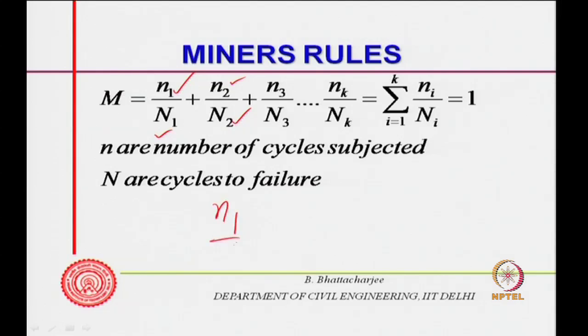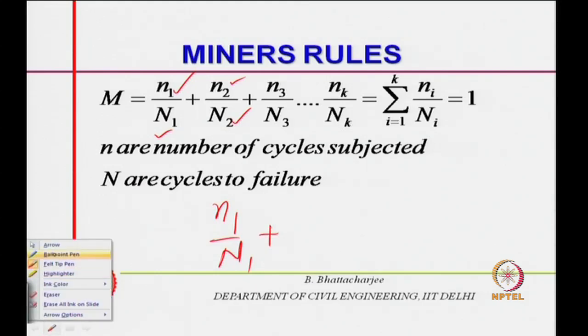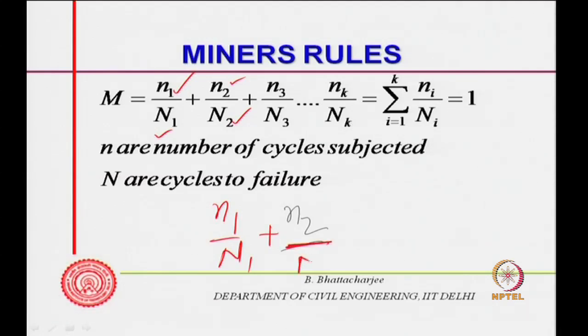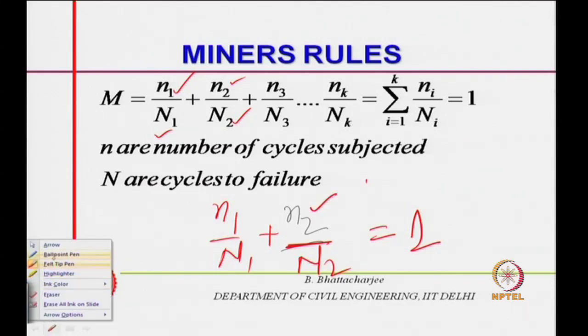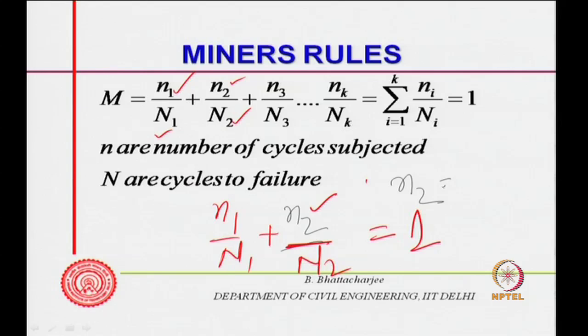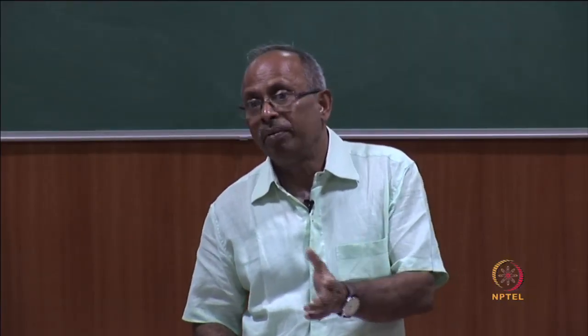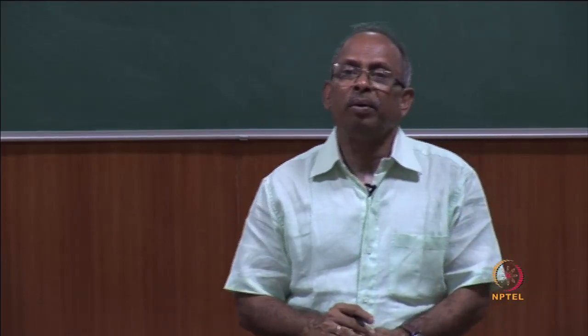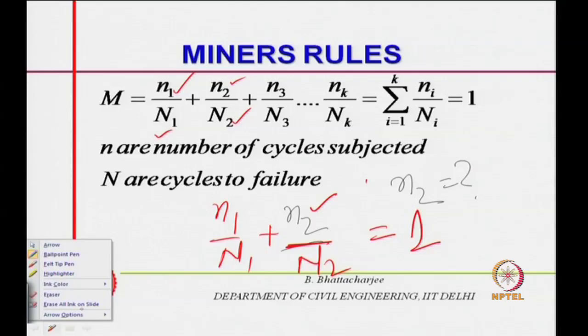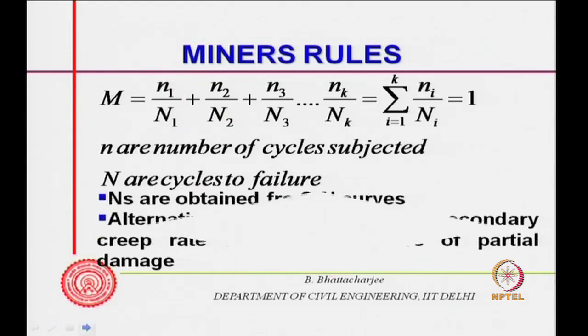What I know is n1 by N1, and plus n2, which is my unknown, divided by N2, and this must equal 1 for failure. So n2 is unknown, and that I should find out. So I can find out the number of cycles that it can withstand in future. The residual number of cycles, or residual life, or residual damage that is possible under fatigue, I can find out from this. So this is Miner's rule, which I thought should be important for us.